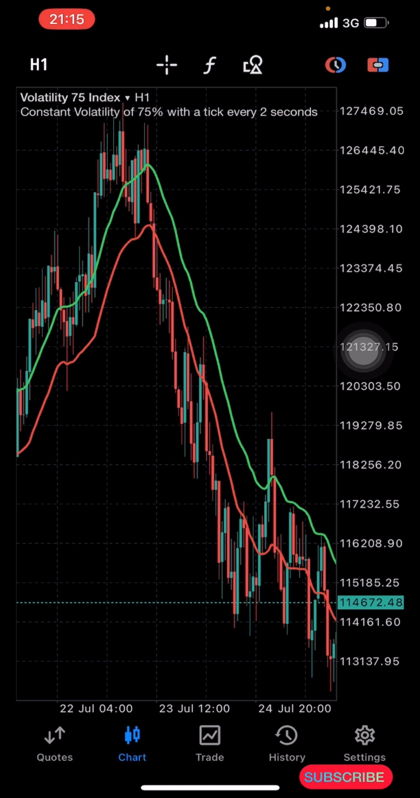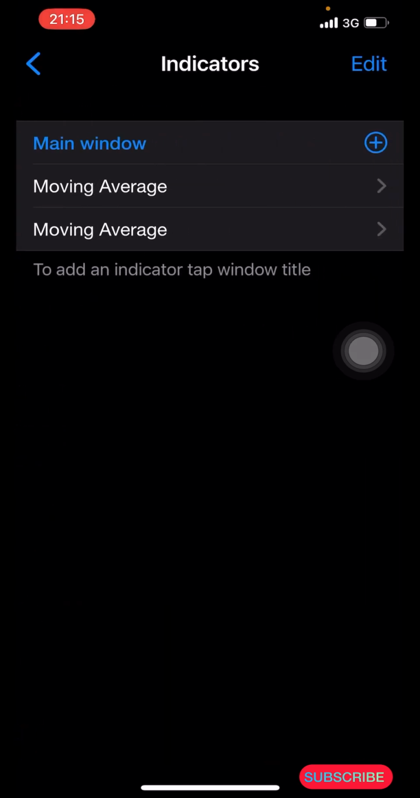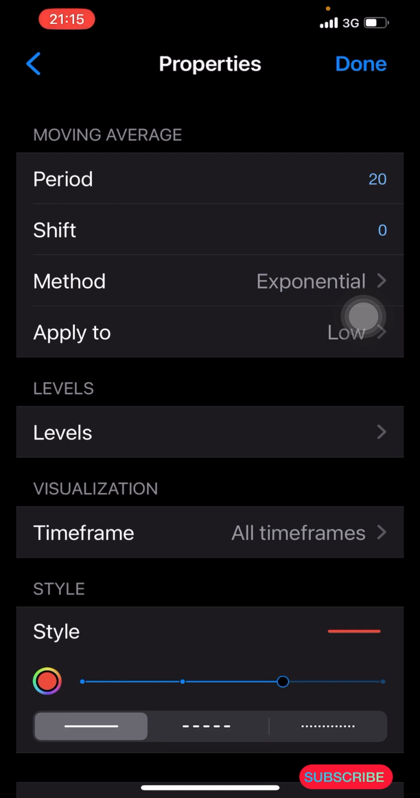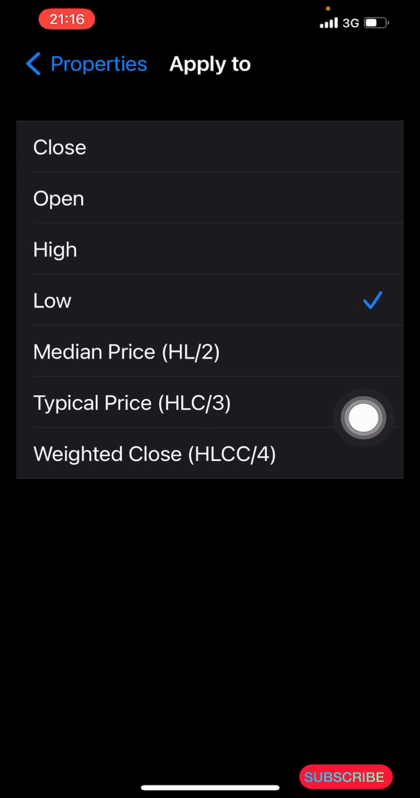Okay, so first of all, you click on the F icon, then you click on this plus icon here. All right, then the next thing here is to search for your moving average. Now the properties for this one, you can see the period is 20, shift is 0, method is exponential, apply to is low. All right, you pick the low for this one.